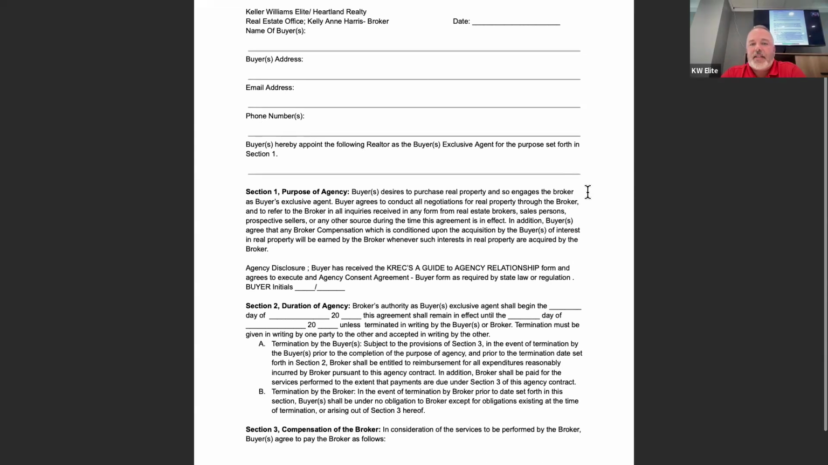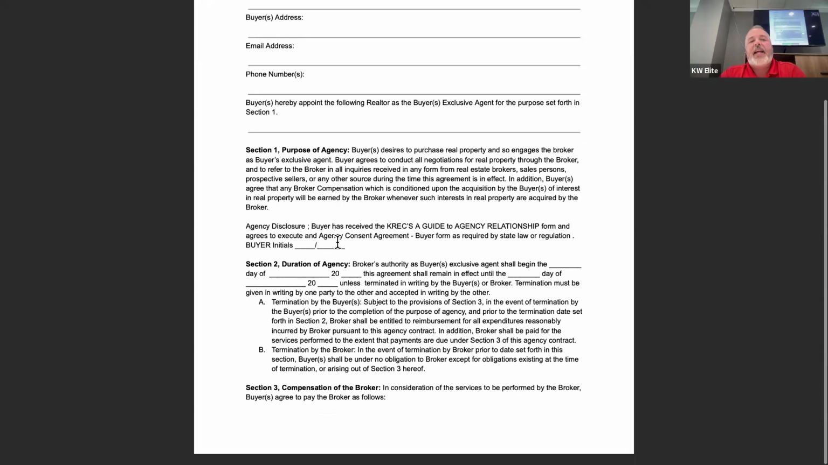Then section 1, the purpose of the agency. This is basically letting them know what it's going to be like working with you. How are you going to represent them? You can read through that, and it talks about how you negotiate contracts, how you effectively deal with inquiries, other brokers, things like that. And then we have a place to initial that says you have received the guide to agency relationships and the agency consent form, those first two forms that I went over. You do need to get those signed before you get this signed, because they're entering it.